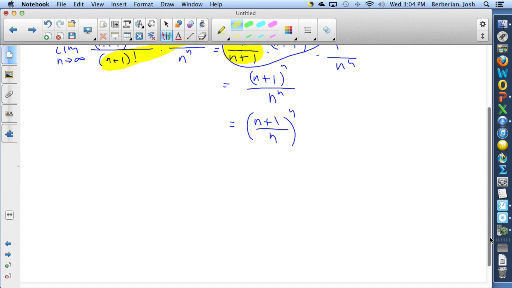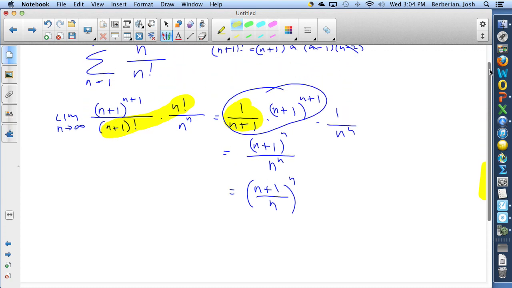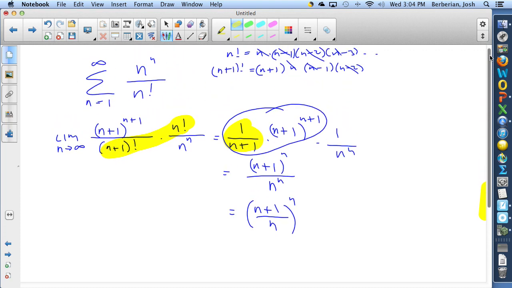Yeah. All right, so it diverges. We know it. This is bigger than 1, so that series diverges.